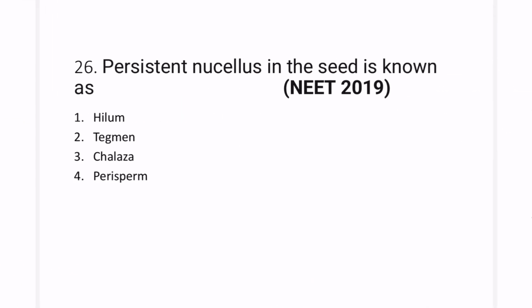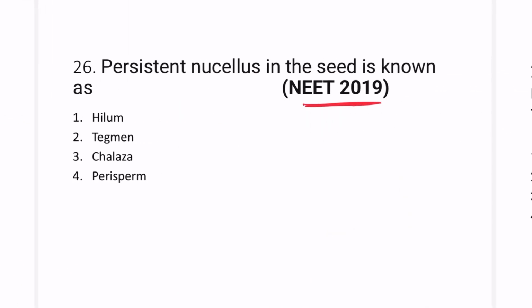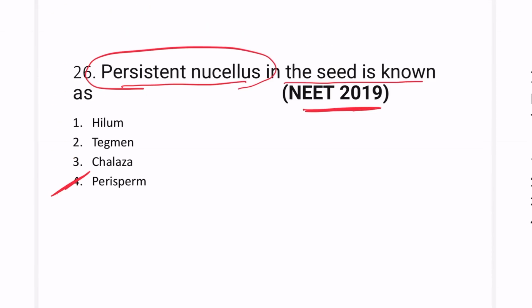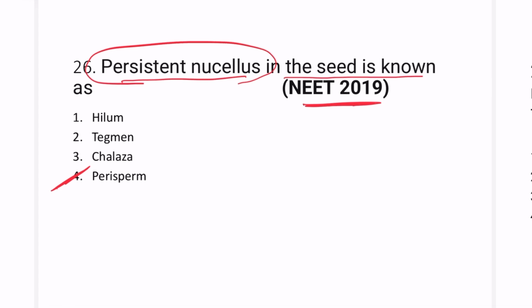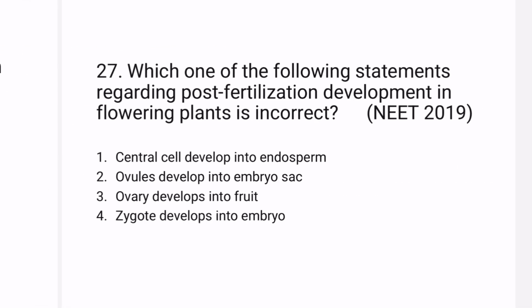The next question, it is from NEET 2019, and the question says, persistent nucellus in the seed is known as. Already we got a similar question. Persistent nucellus is none other than perisperm. Perisperm is nothing but persistent nucellus. And where do we see this persistent nucellus? Persistent nucellus is seen in case of beet and black pepper.